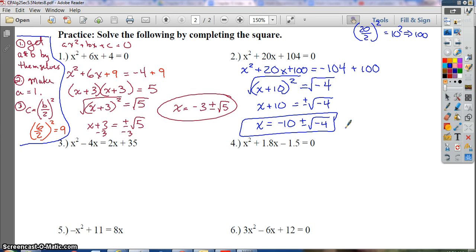Okay, so negative 10 plus the square root of negative 4 and negative 10 minus the square root of negative 4. Which is, basically, this is not a real solution. That's why we'll learn imaginary numbers next. Okay? So there's 1 and 2.